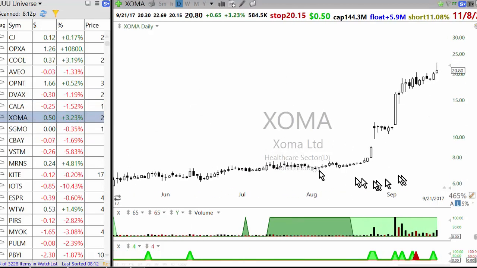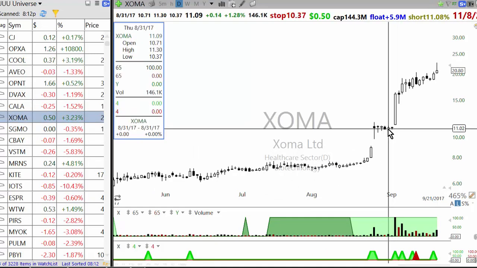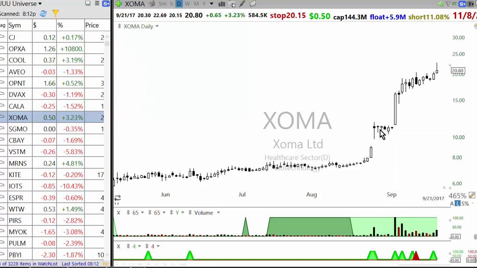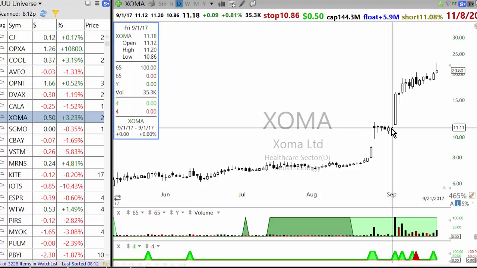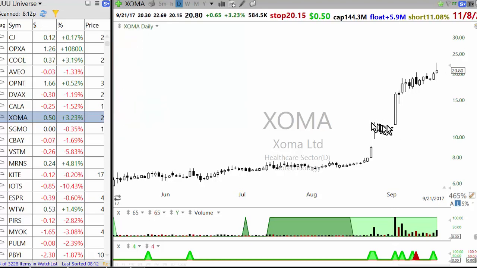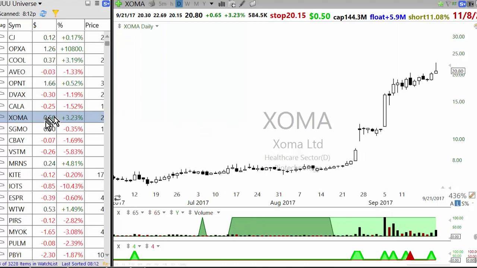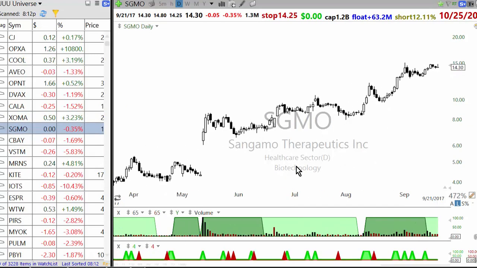Now even Zoma, same thing, like say a stock setup. Again, this is a very thin stock. So one of the things you have to do is, if you use the classic filter which I use, which is 100,000 plus liquidity, many of these stocks will not show up in your anticipation setup. So keep that in mind. But this is a very nice setup, or Sangamo, SGMO.